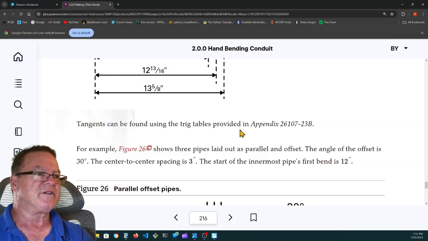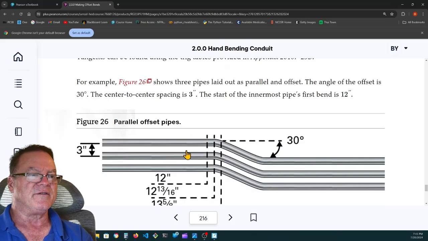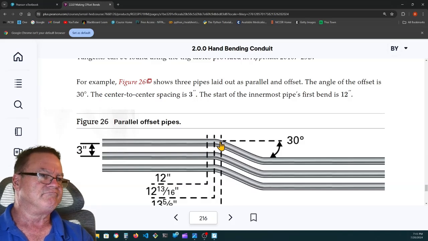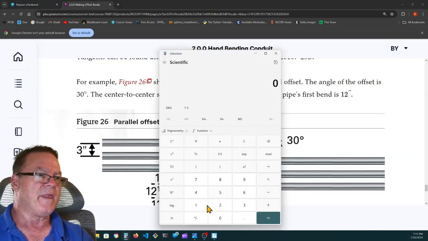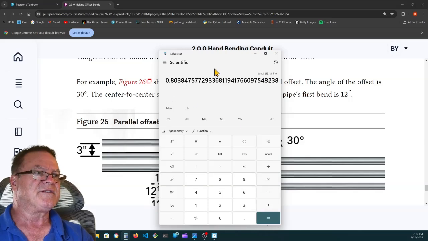Tangents can be found using the trig tables provided, or you can use your phone. You've got a scientific calculator on your phone. So they went 3 inches between these conduits, and I don't know how much of an offset they're making. I don't know what the obstruction is, but they're using 30 degrees, so we're going to increase it by tangent of half theta. That's 15 degrees. So 15 degrees tangent, and then times the 3 inches between the obstructions. So they said it was 13/16. Well, I guess that's what we said too, 13/16.